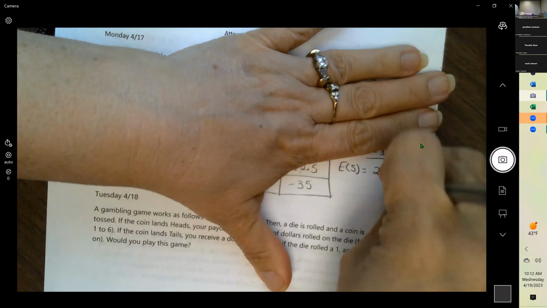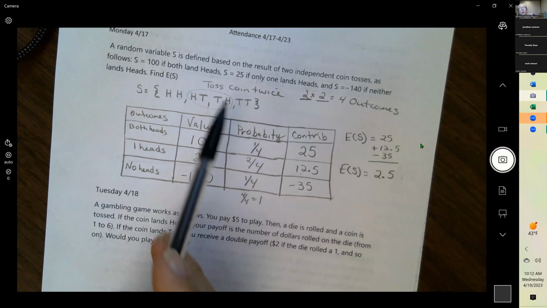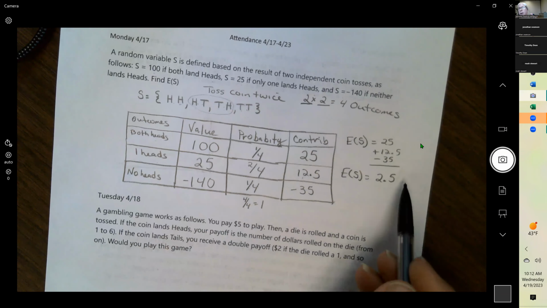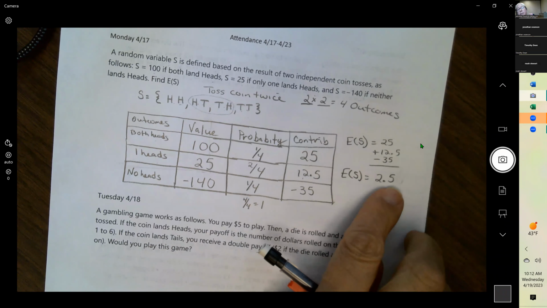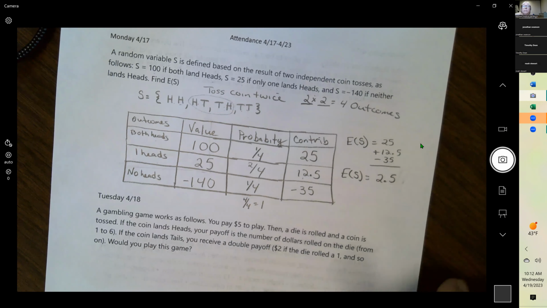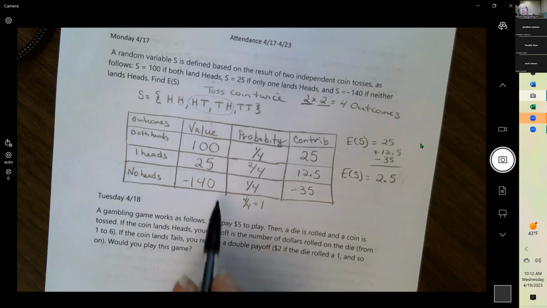So this game is a winning game. If this was dollar amounts, then over many times of playing it, you'd average $2.50 per play. So in the long run, you will win, unless you're unlucky and you get no heads several times in a row. But it's expected over many times that you'll win $2.50 per game. If this is in dollars, it doesn't state.